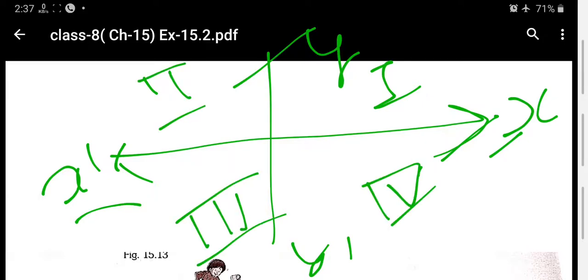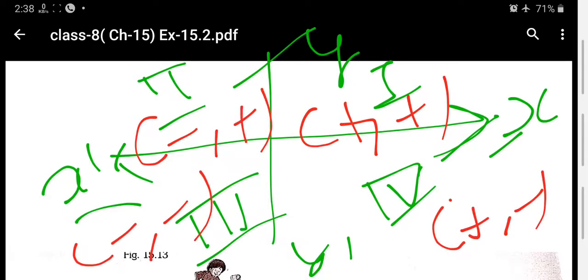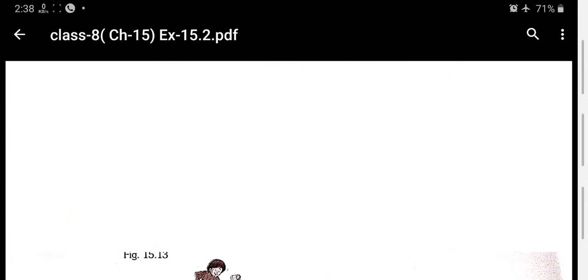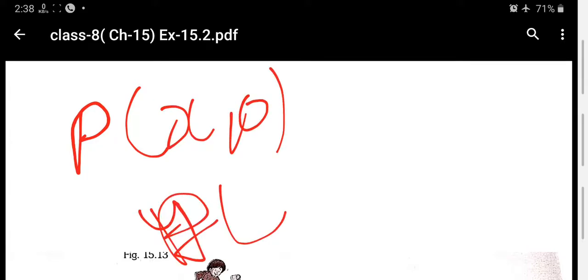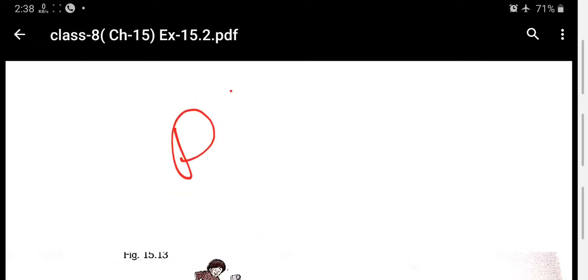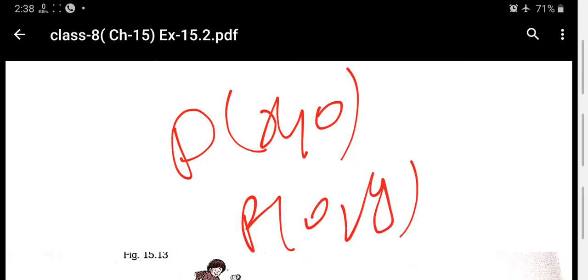Okay, and you remember the signs of the points also. What is the form of the point here? It is always plus plus, it is minus plus, it is minus minus, and it is plus minus. So you have to remember this. Also, the point that lies on the x-axis is (x, 0), and the point on the y-axis is (0, y).